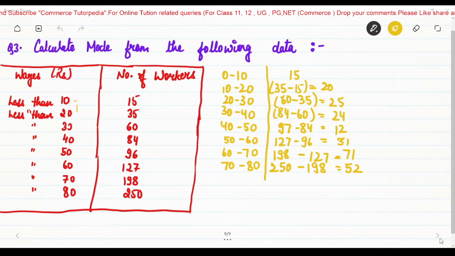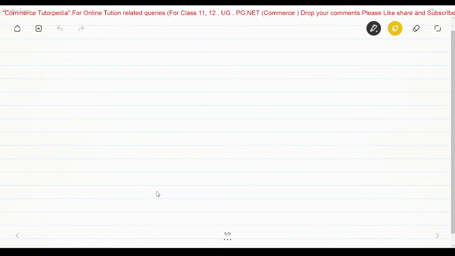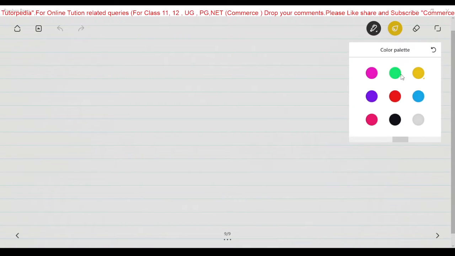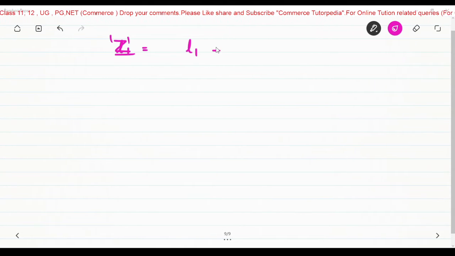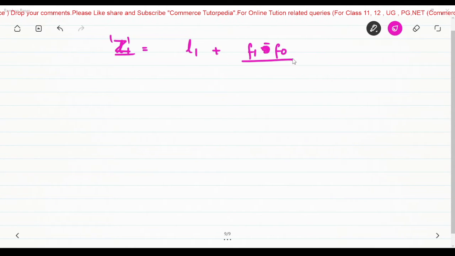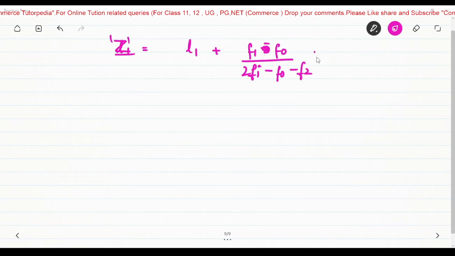What was the formula to calculate mode in the class interval? We have just calculated this in a question. So what was the formula? Mode equals L1 plus F1 minus F0 upon 2F1 minus F0 minus F2, into I.